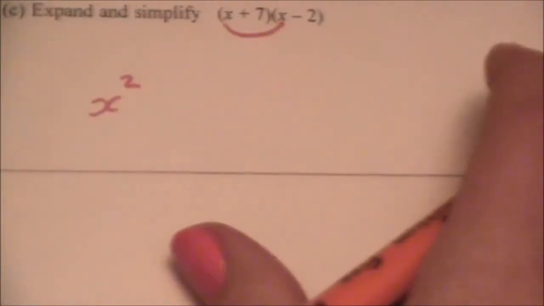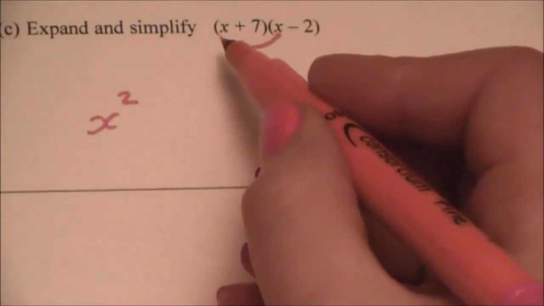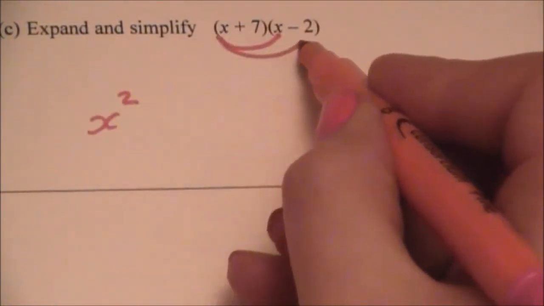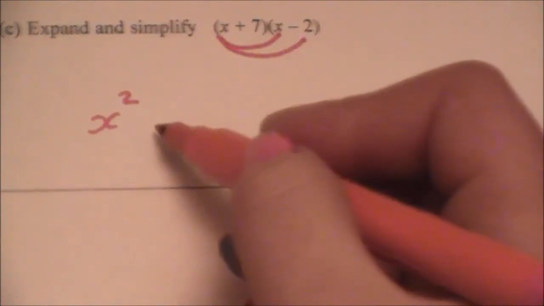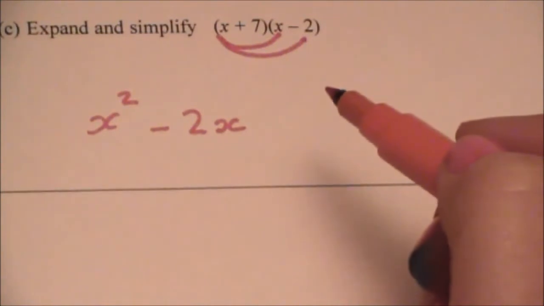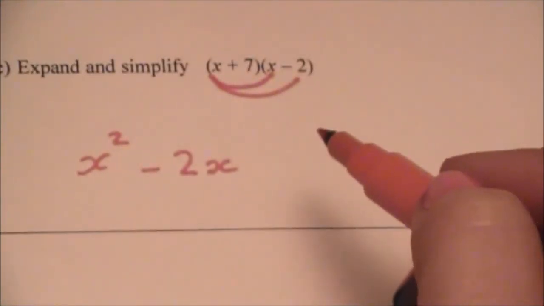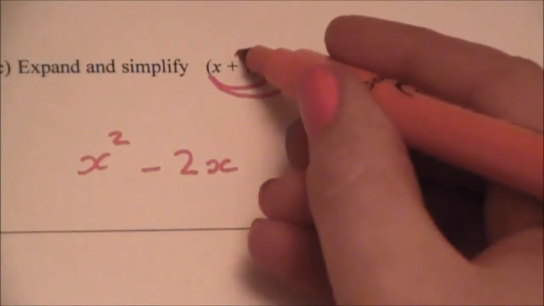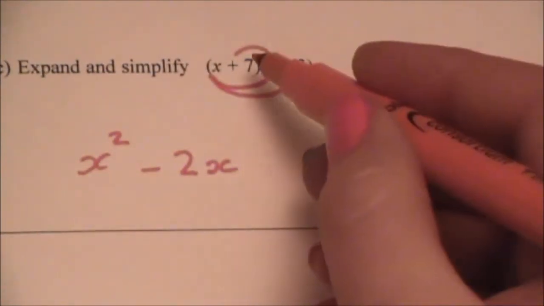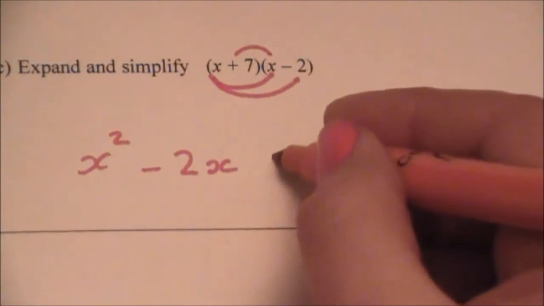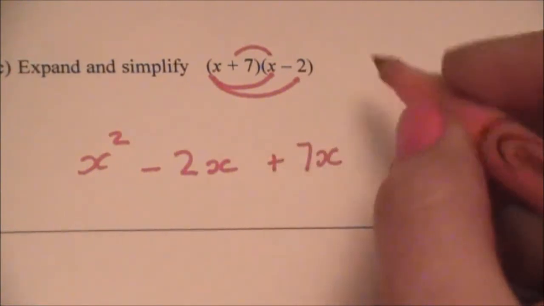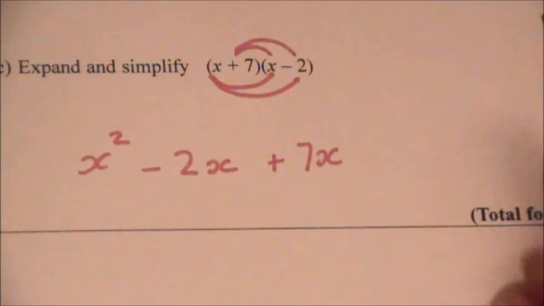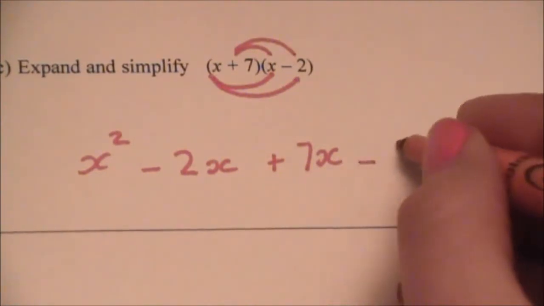Let me try and zoom, hang on. The second thing I'm going to need to do is x times by that negative 2, which is going to give me negative 2x. I'm so sorry about the focus on this. Then I'm going to do my 7 times by that x is positive 7x. Then I'm going to do my 7 multiplied by that negative 2. A positive and a negative is a negative.